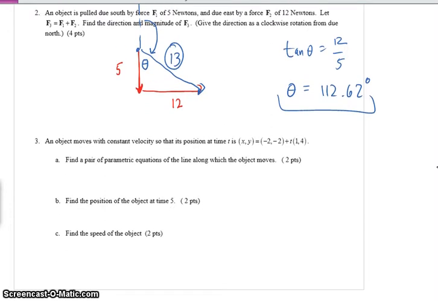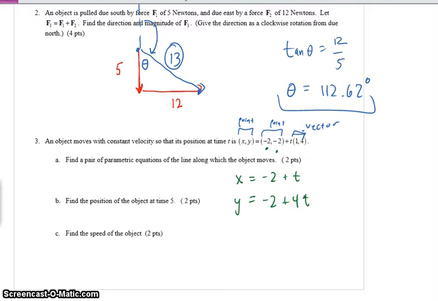All right, number 3. An object moves with constant velocity so that its position at time t is given by this equation. So this is a point, and this is a vector. It says write a pair of parametric equations. x starts at -2, and every second we move 1, so x equals -2 plus t. For y, we start at -2, and every second we go 4. So those are the parametric equations.